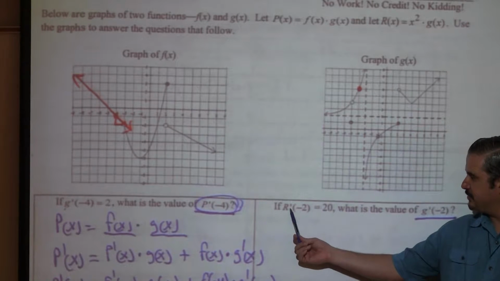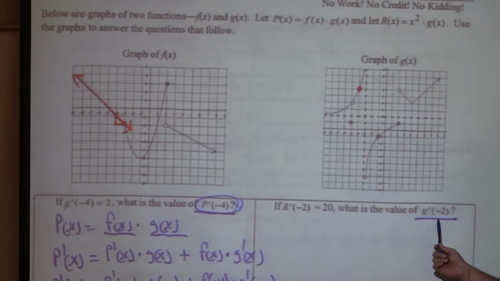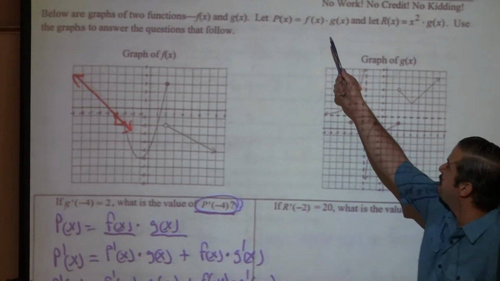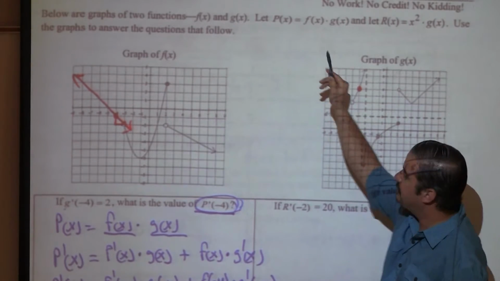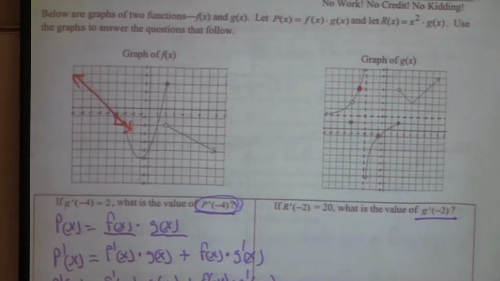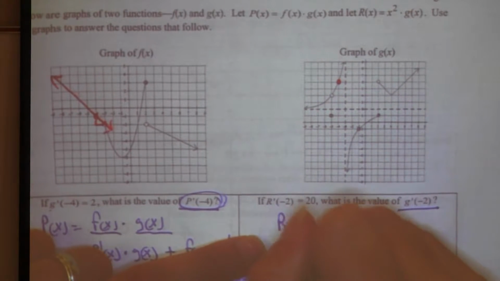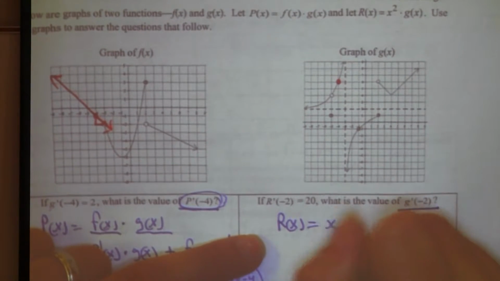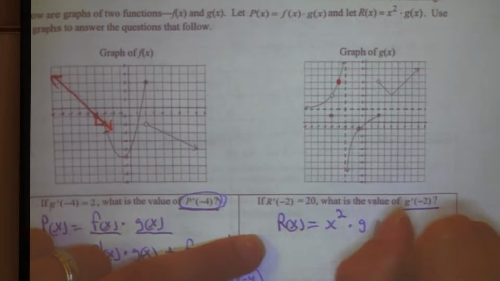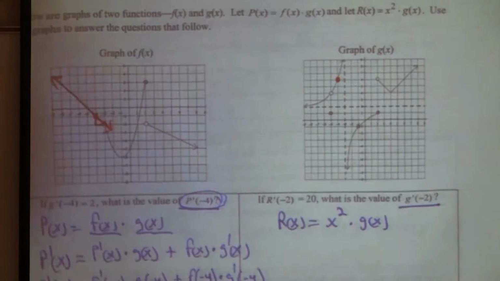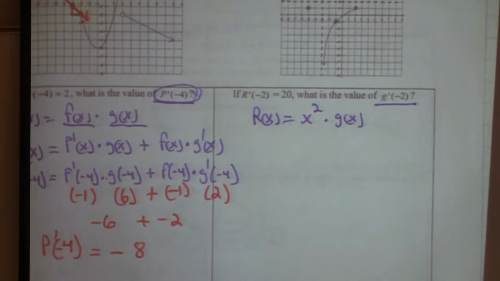Because they want something to do with R and G. This one doesn't have any R's, but it has a G, right? I want to make sure I use the one that has that. Okay, so let's write down that formula. R of x is equal to x squared times g of x. All right. So what's going to happen there?